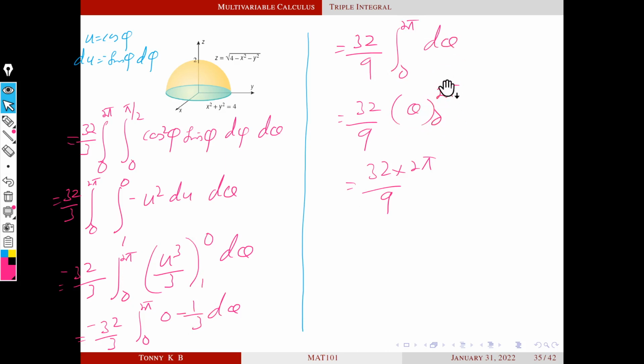The integral of 1 d theta is theta, from 0 to 2 pi. When theta equal to 2 pi, that is 2 pi. When theta equal to 0, the term is 0. So ultimately this becomes 64 pi by 9.